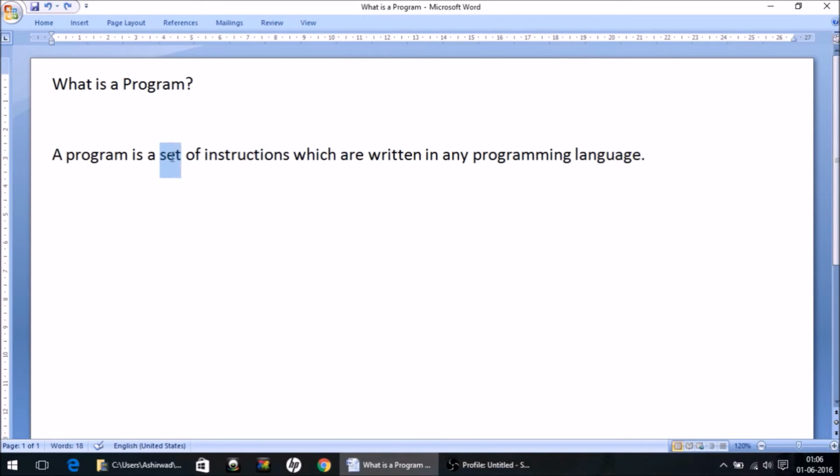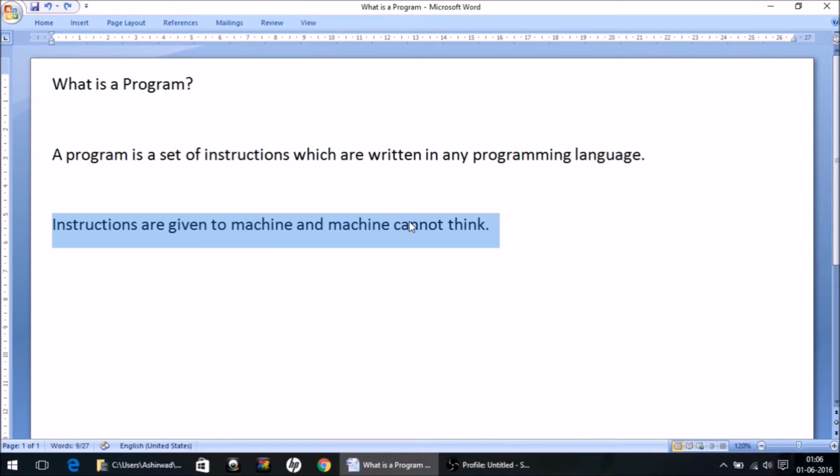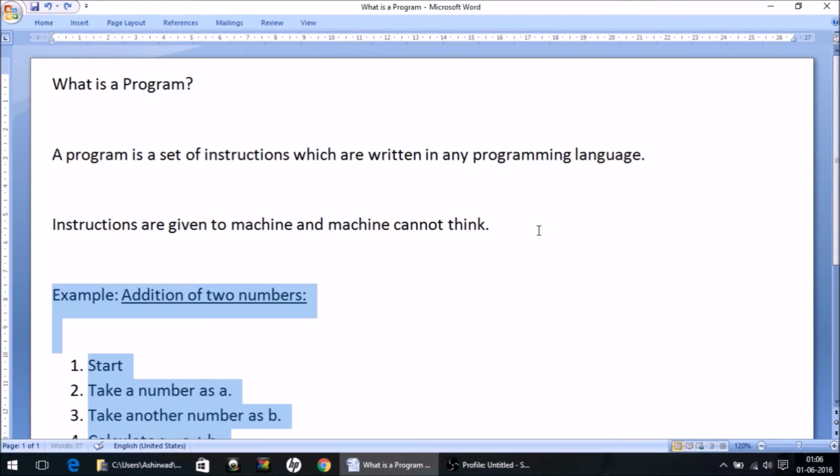Talking about instructions, it must be understood that the instructions must be complete in the way they are written. Why is this important? Because the machine, or the computer, cannot think on its own. You must consider this all the time whenever you're writing a program: instructions are given to the machine, and the machine cannot think. Let me show this to you with an example.